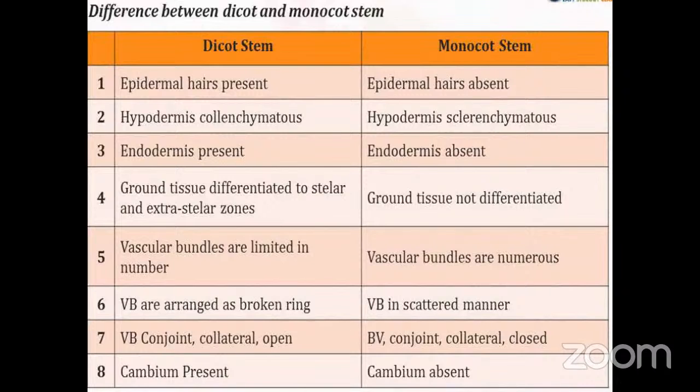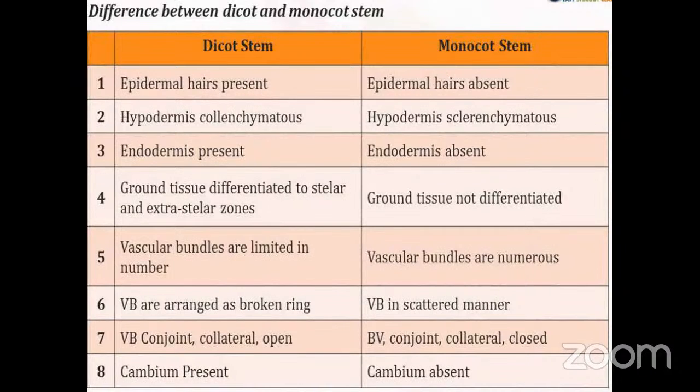And in monocot stem, vascular bundles are scattered in the ground tissue. Scattered means that if you stand in one place and throw some stones or some mustard seeds, they fall here and there. In such a way, vascular bundles are scattered here.